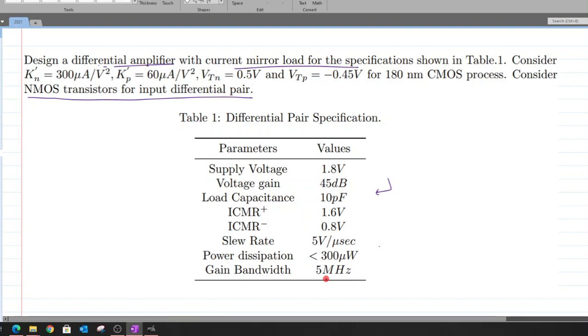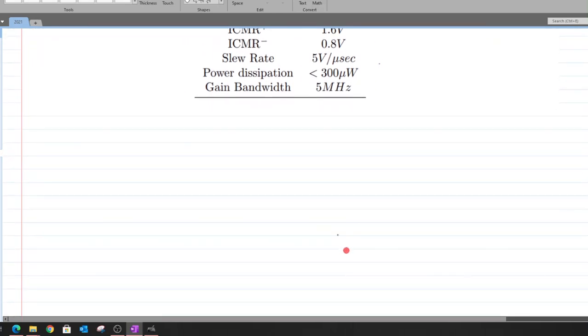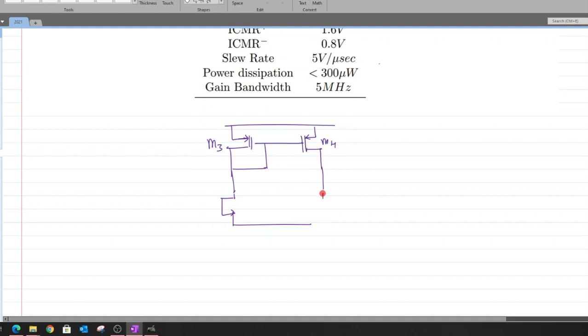So first we'll see the schematic of it. Let me begin with a current mirror load by making use of PMOS transistors. Let me label them as M3 and M4, and that goes to the NMOS differential input pair, and I'm going to label this NMOS differential input pair as M1 and M2 here.